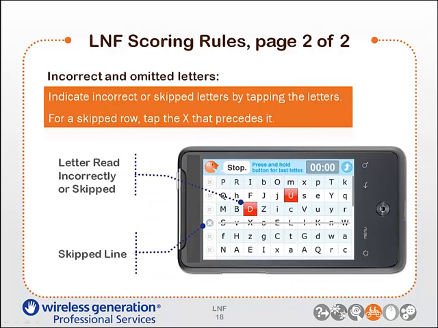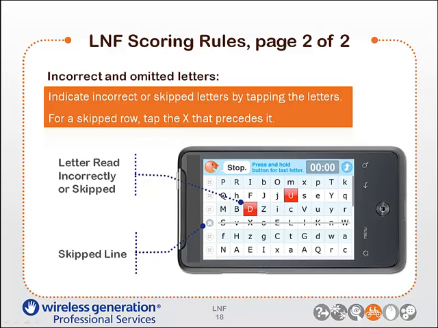In this case, you're going to indicate an incorrect or a skipped letter by tapping the letters, but for a skipped row, you tap the X that precedes it. It's important that you tap the X because this marking technique gives different information than if you tap each letter, which indicates the student missed each letter.